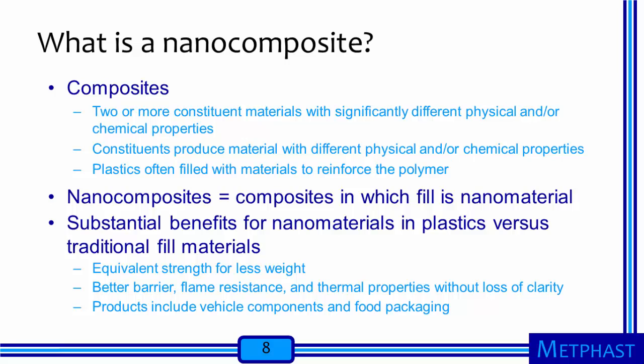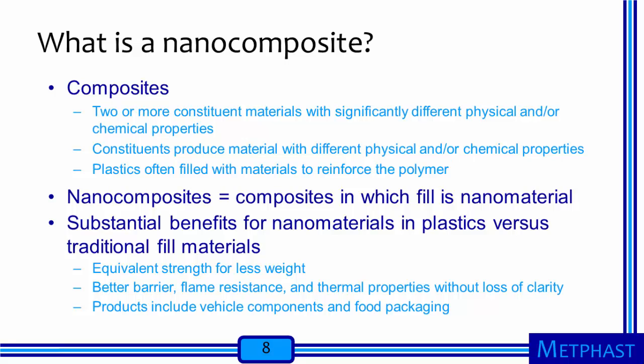A composite is made from two or more constituent materials with significantly different physical and/or chemical properties. When formed together, the constituents form a material with different physical and/or chemical properties from the constituents. Among the most common composite materials are plastics with fill materials added to reinforce and strengthen the polymer. Nanocomposites are composites in which the fill material is a nanomaterial.